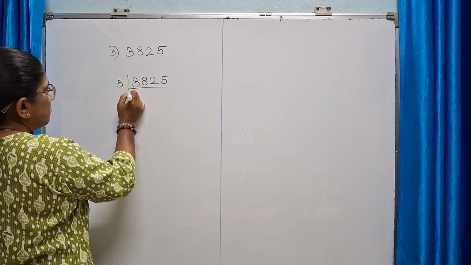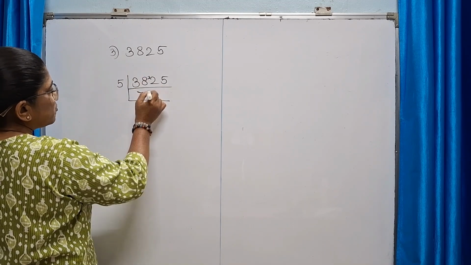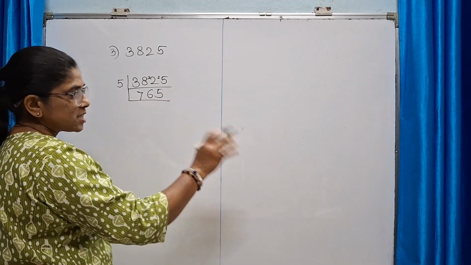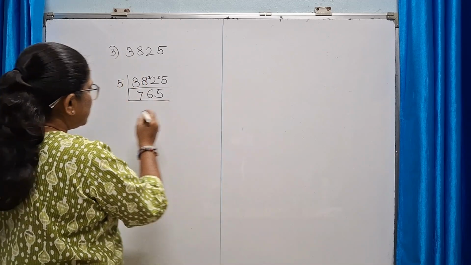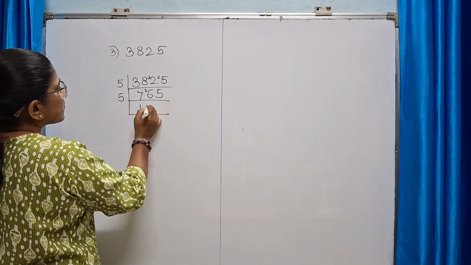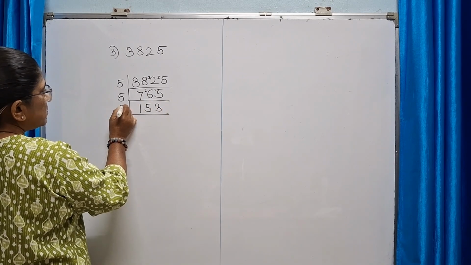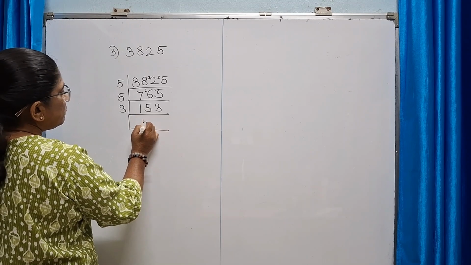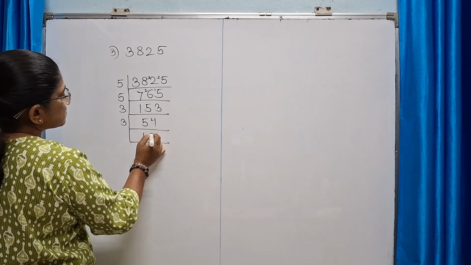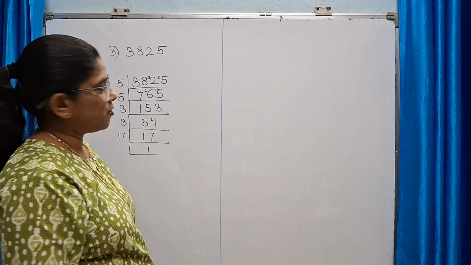So let's start by 5. 5 sevens are 35, remainder 3. 5 sixes are 30, remainder 2, 5. 765. Again it is ending with 5. Let's factorize by 5. 5 ones are 5, 5 threes are 15... Now 153. 3 fives are 15, 3 ones are 3, 51. Again 3. 3 ones are 3, 3 sevens are 21, 17. Now 17 is a prime number. So 17 ones are 17.